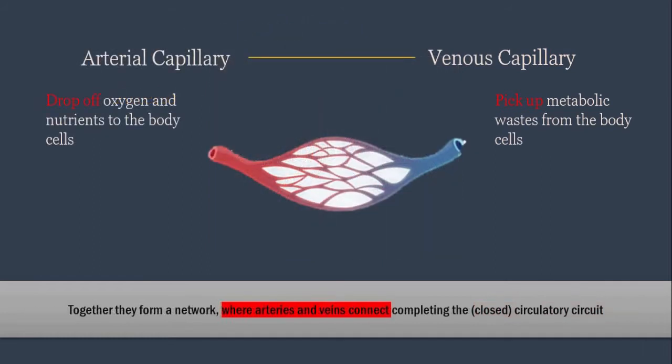This is our blood capillaries, which is arterial capillary and venous capillary. Function of the arterial capillary is to drop off oxygen and nutrients to the body cell. For the venous capillary, it is to pick up metabolic waste from the body cell. They work together to complete the circulatory circuit.